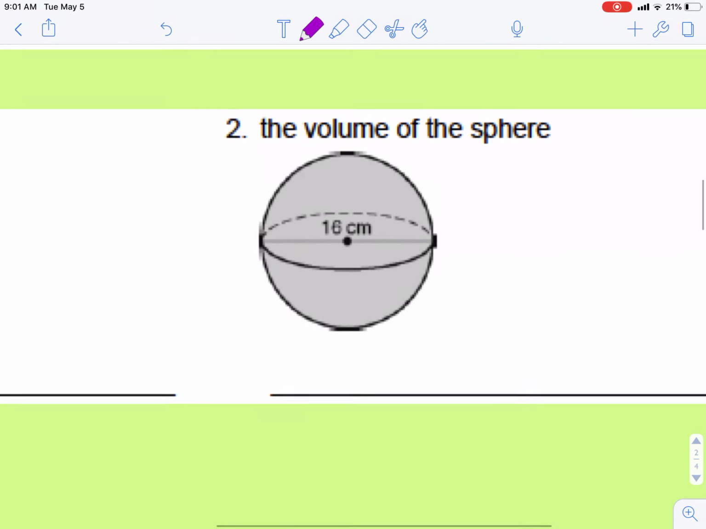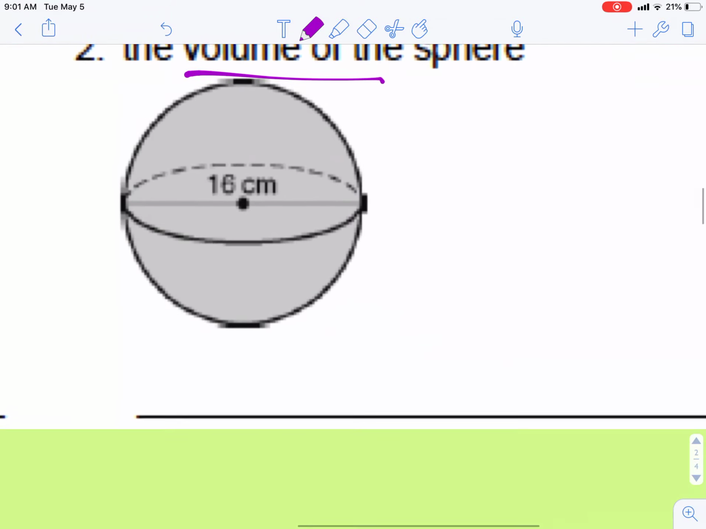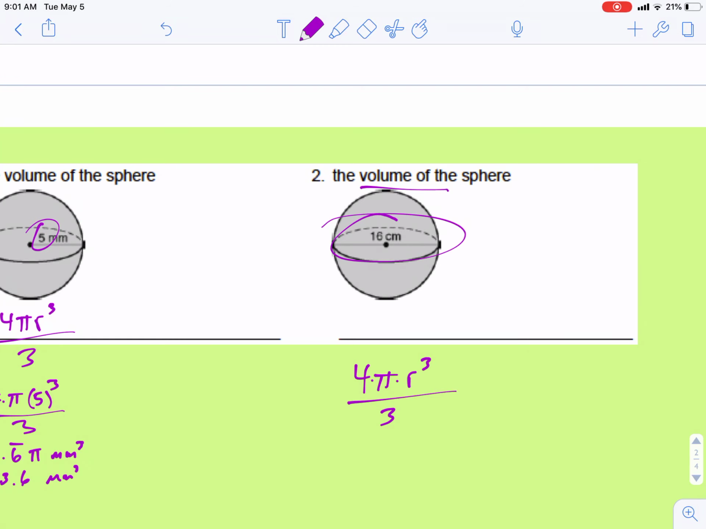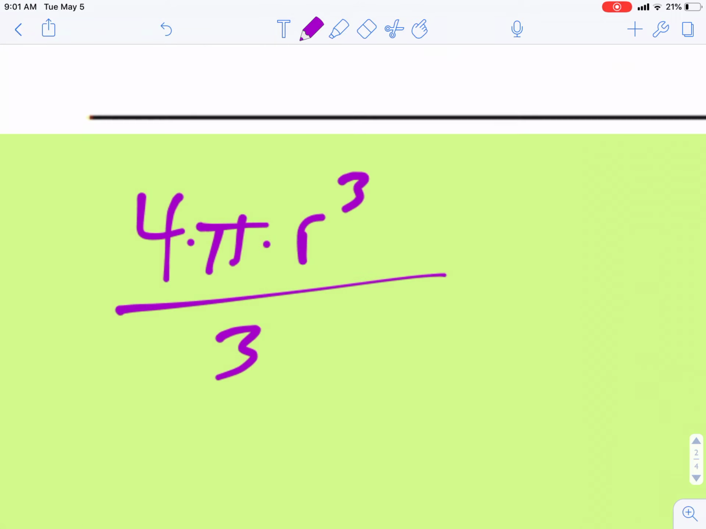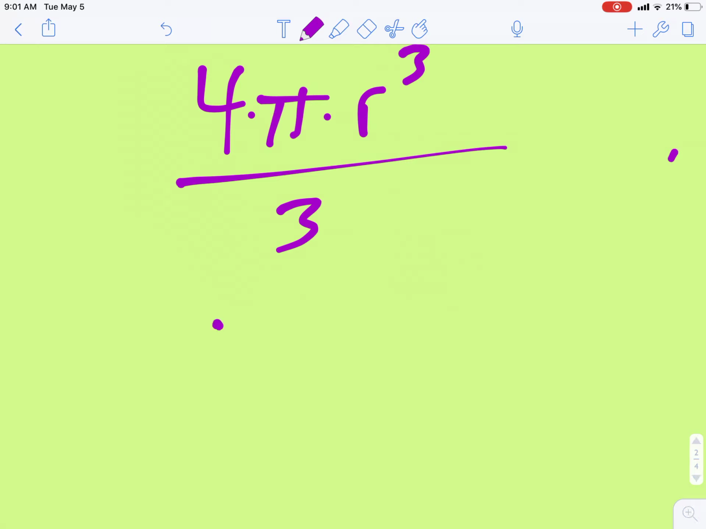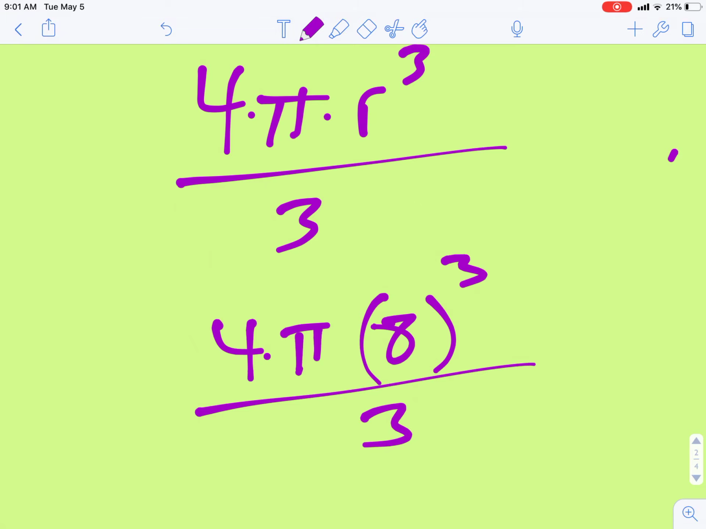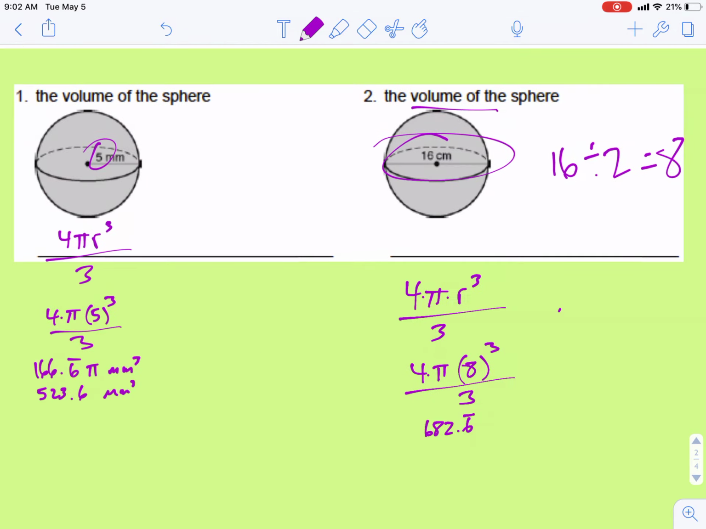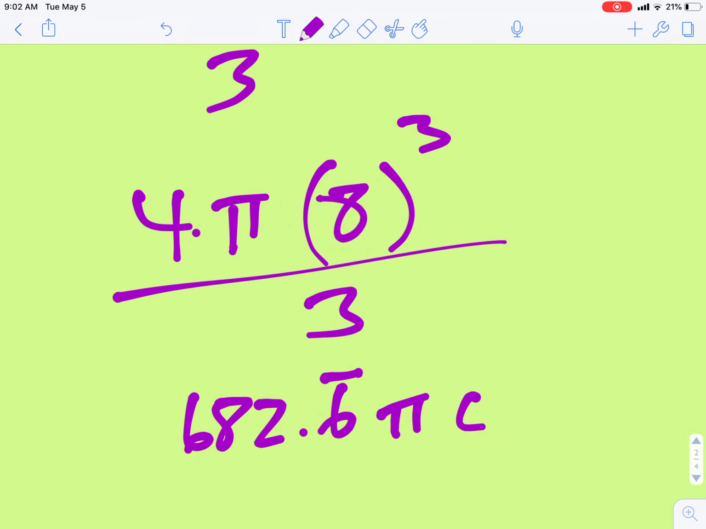Okay, you go on over here. It's asking for volume of the sphere. Volume is 4 times pi times the radius to the third power, all over 3. They give us 16, but that is the entire distance, so we're going to take 16 divided by 2 and we're going to get 8. So now we're going to substitute 8 in for r, and then divide it by 3. 8 to the third is 512 times 4, 2048, divided by 3 is 682.6 repeating pi centimeters cubed.